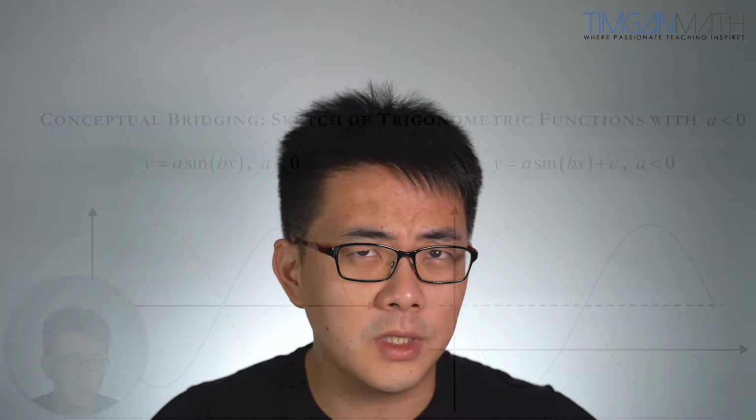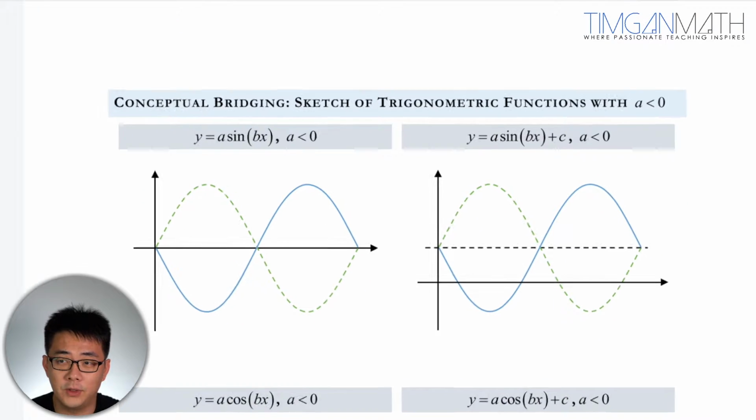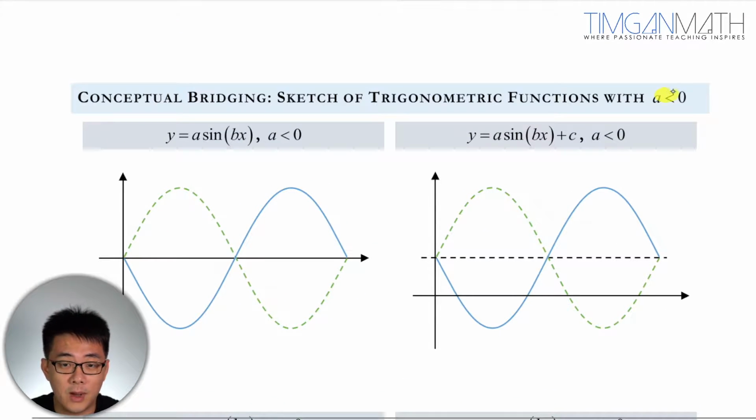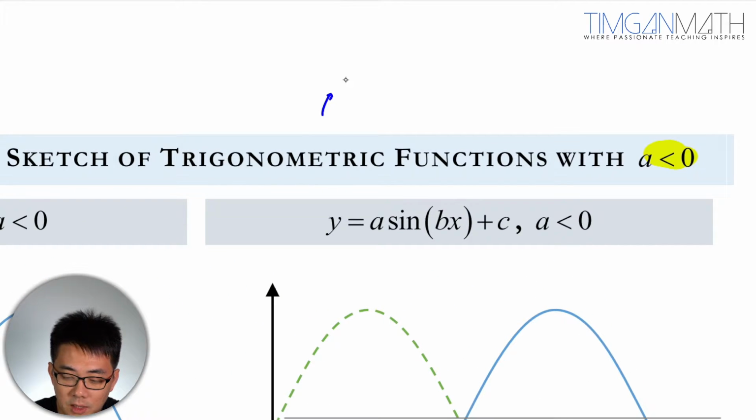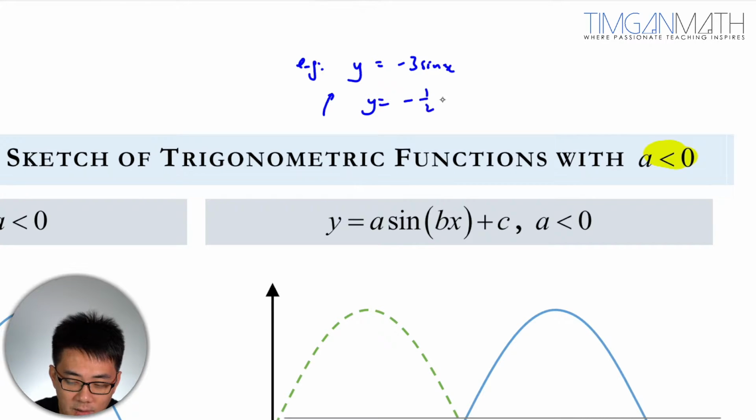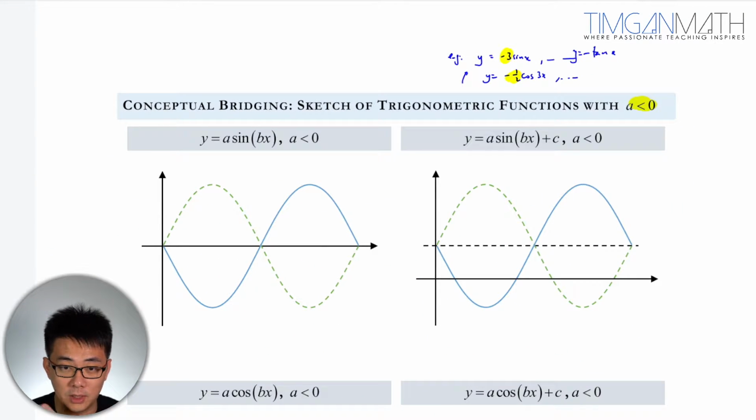Hi students, let's look at this question, which is on sketching of the trigo function if it's being multiplied by a negative number. For example, we want to know how we can sketch a curve like y equals negative 3 sine x, or say 3 sine x, or say y equals negative half cosine 3x, and so on. Where this a here is a negative value, so let's say negative tangent x. So how do we actually sketch that?